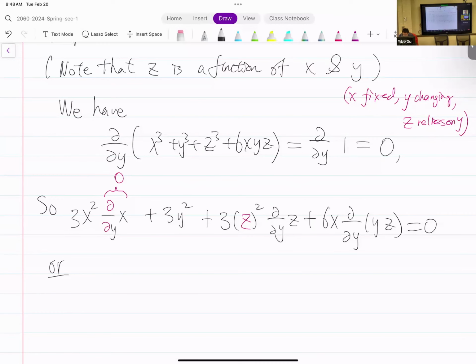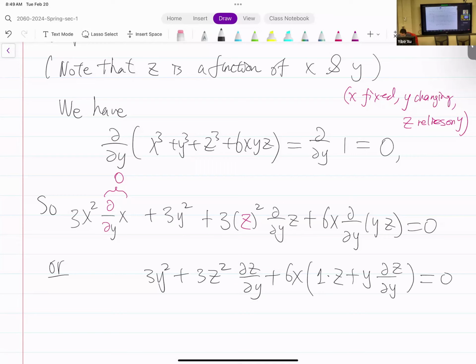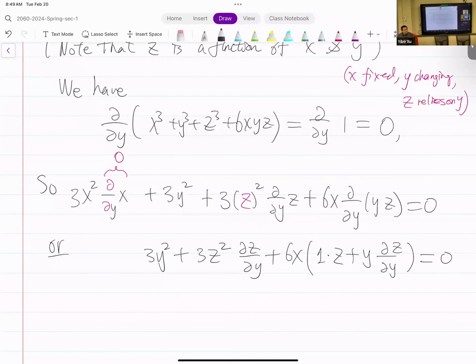So to equivalently write this equation, we mentioned the beginning term is a 0, so it's going to be gone. So 3y squared plus 3z squared del z del y. And now here we're going to do the product rule. Y is a function in terms of y, of course. Z is a function in terms of y also. So it's going to be the derivative of the first times the second plus the first times the derivative of the second. The derivative of the first is 1 times the second plus the first times the partial derivative of the second. Okay. So that's good. So product rule. Let me just write product.